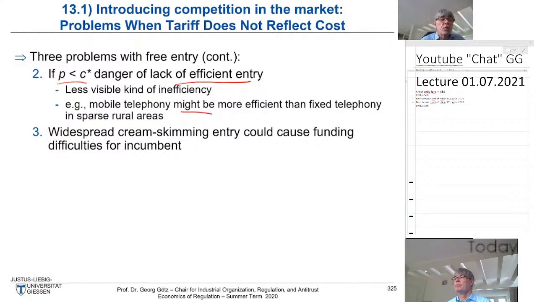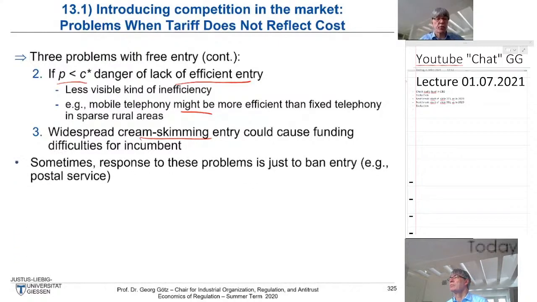And of course, the most important problem is that if you have this widespread cream skimming entry, you typically get funding difficulties for incumbents. So you get trouble if you had cross subsidization. And very often the response to these problems is to just ban entry.